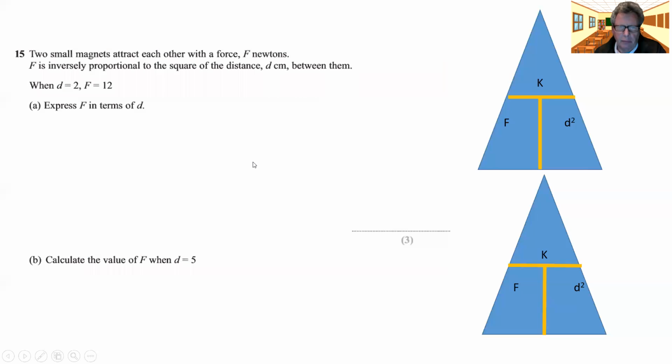So again, let's just move that up there so you can actually see it. All right, I've drawn the triangles for you. You may want to use them, you may not want to use them. But pause the video, have a go, and then when you're happy, let's go and see what the answer looks like.